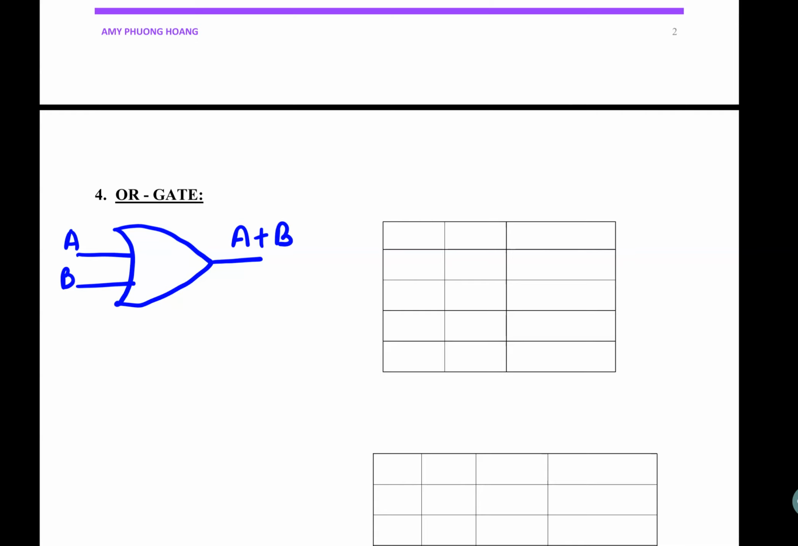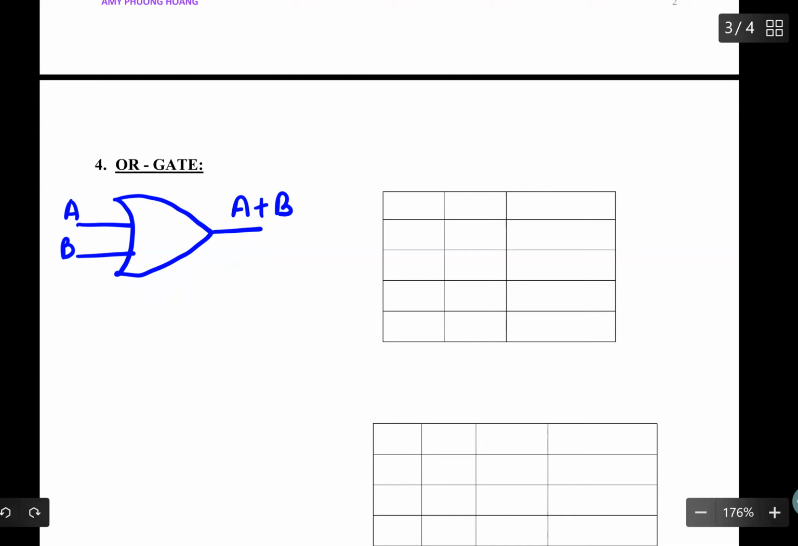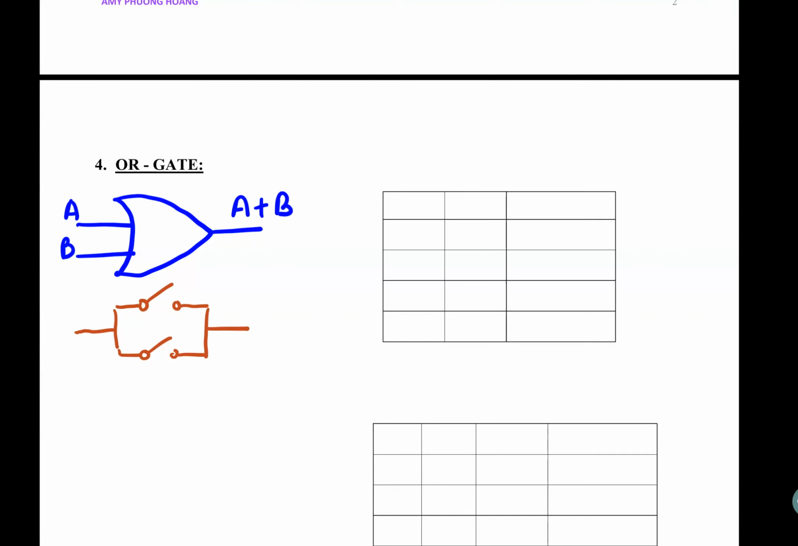I would like everyone to visualize this as if I put the 2 switches together. What I actually do is connect them in parallel. So if I close any of the switches, I still have the signal coming through.